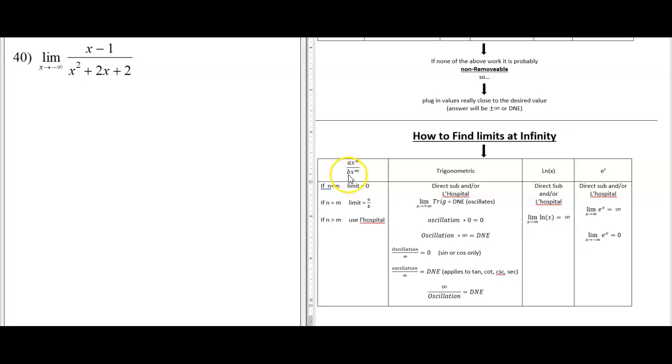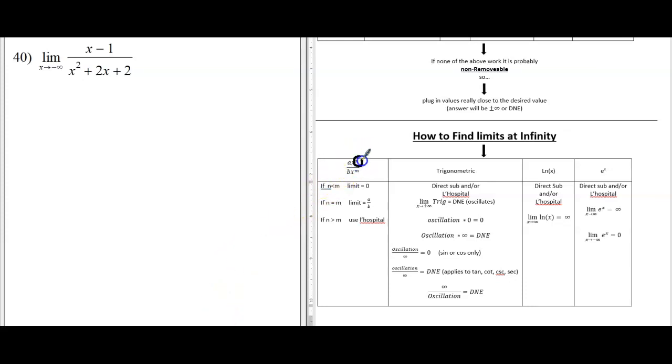The first thing we're going to do is decide, are we looking at a polynomial over a polynomial? This is the same thing here, but I had to be more specific and use letters. But this is still polynomial over polynomial. Is it trig, is it ln, or is it e? Well, it's polynomial over polynomial. So we have a nice little shortcut for these that I'm going to highly encourage you guys to use.